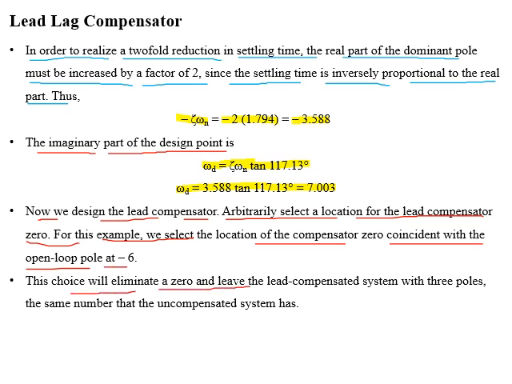Choosing this location will eliminate a zero because a pole-zero cancellation will occur, and the lead compensated system will be left with 3 poles only, the same number of poles that the uncompensated system has.